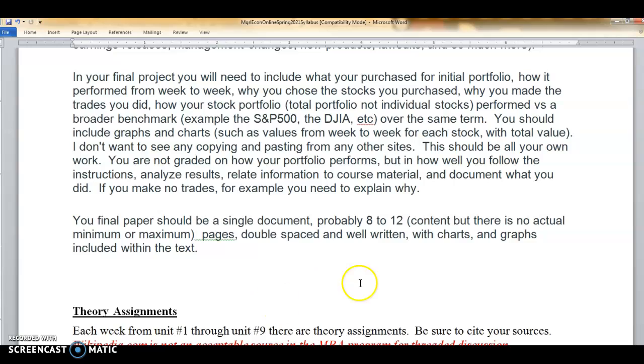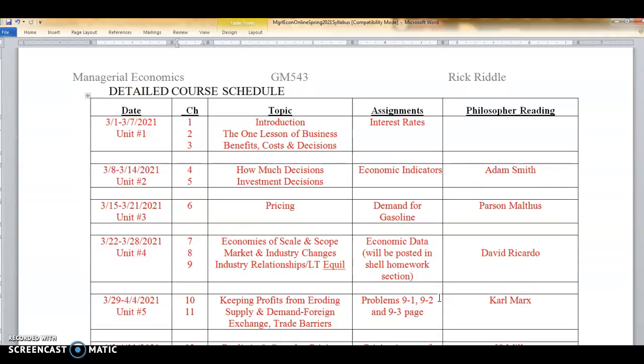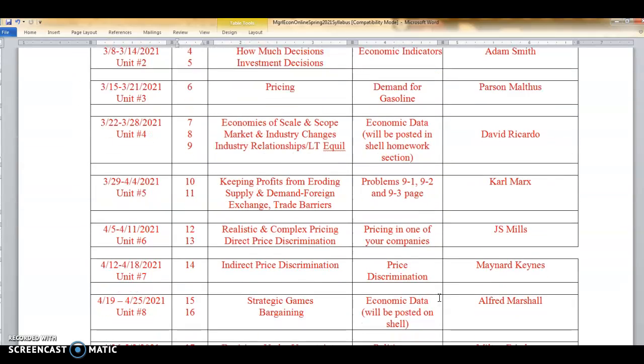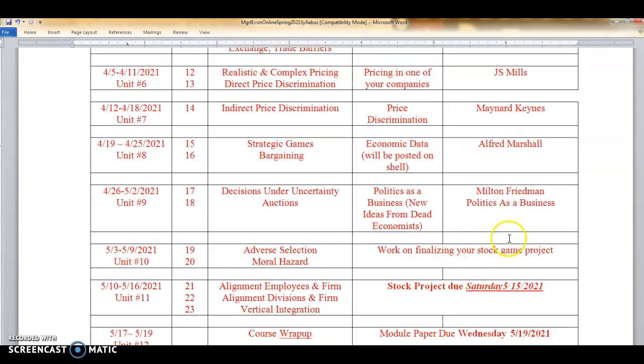Now, I just want to mention your final project due date. If I go down to the due dates of items, when we get into week number 11, note that the final stock project is not due on a Sunday, but is due on Saturday, May 15th of 2021.